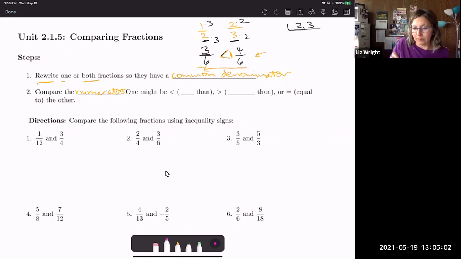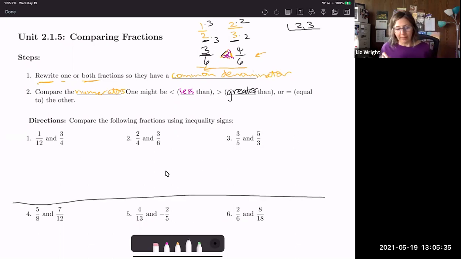The other thing I've heard people do is say, oh, it's like an alligator, and the alligator, that's supposed to be alligator teeth, is eating the larger fraction, the larger value. All right, so coming back to number 2, we're comparing the numerators. One might be less than, or it could be greater than, and I'm filling in the word greater than. Or it could be equal to the other one. And so we are going to do these first 3, and then I'm going to have you guys finish the rest. So on this one, you've got a choice here.